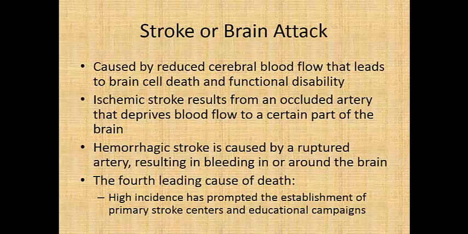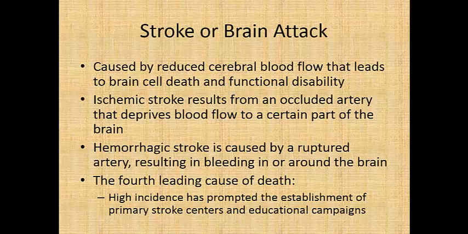So stroke, or brain attack, as they're now being called, is caused by reduced cerebral blood flow, and that causes brain cells to die, which leads to functional disability. There are a few different kinds of strokes, ischemic or hemorrhagic, and we're going to be talking about these a little bit more in a few minutes. Ischemic stroke results from an occluded artery that deprives blood flow to a certain part of the brain, similar to what we talked about with an MI.